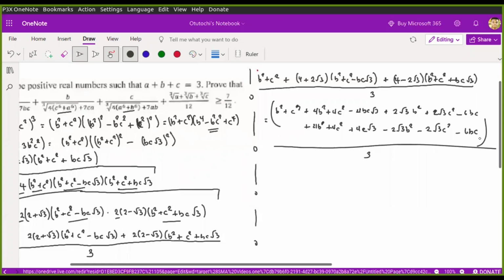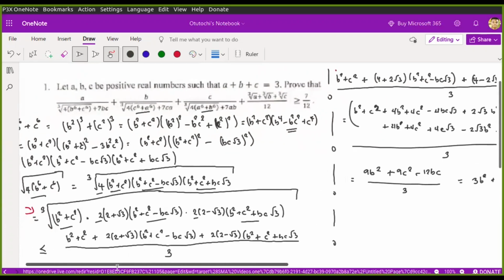So thankfully, all the terms with root 3 cancelled out, because if they didn't, that root 3 would have been a big problem. We'll be left with b squared plus 4b squared plus 4b squared to give us 9b squared. We'll have c squared plus 4c squared plus 4c squared to give us 9c squared. Then we have minus 12bc over 3, and this simplifies to 3b squared plus 3c squared minus 4bc.